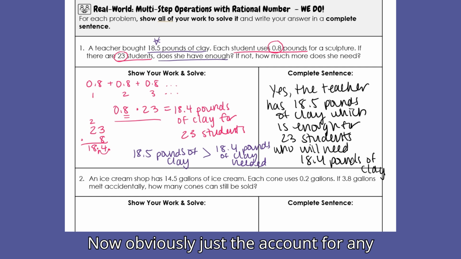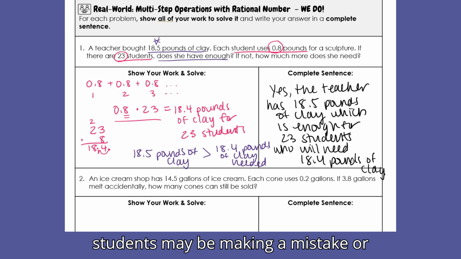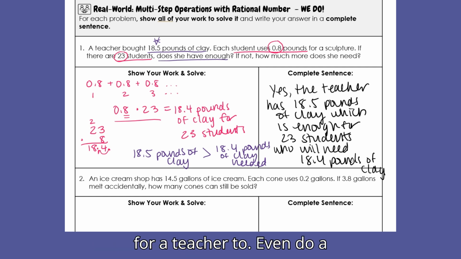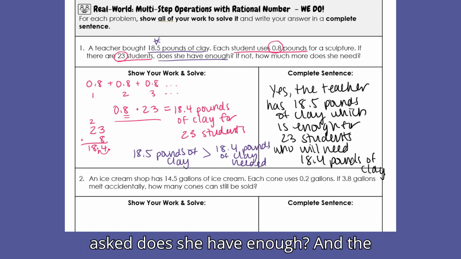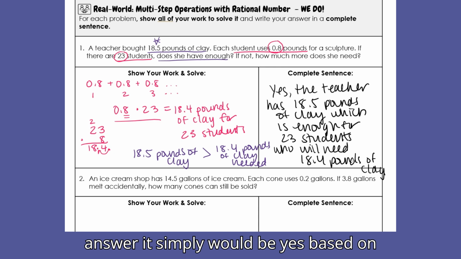Now, obviously, this doesn't account for any students maybe making a mistake or for a teacher to even do a demonstration. But again, the question asked is, does she have enough? And the answer simply would be yes, based on the math.